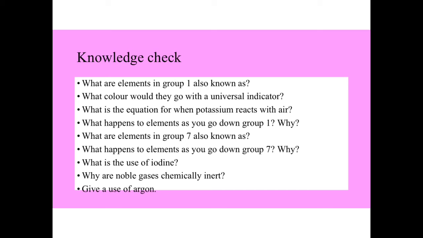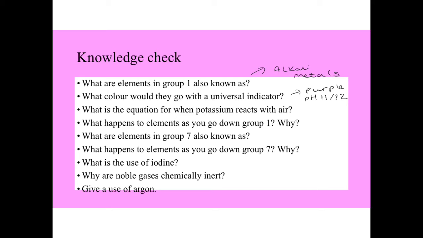So, what are the elements in group 1 known as? They're known as the alkali metals. What colour will they go on a universal indicator? Purple. They've got a pH of about 11 to 12.